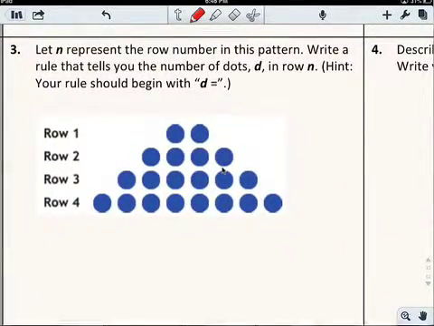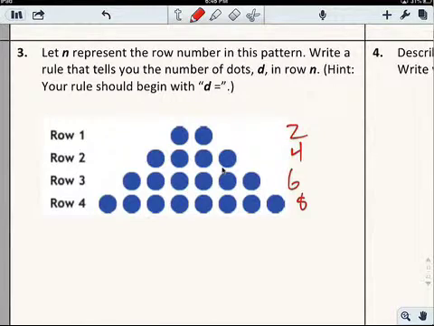All right, let n represent the row number in this pattern. Write a rule that tells you the number of dots D in row n. Hint, your rule should begin with D equals. Okay, so I remember doing this in some Math 8. So let's think. Row 1 has 2 dots. Row 2, I see 4 dots. Row 3, I see 1, 2, 3, 4, 5, 6 dots. And row 4 looks like 8 dots. And so it seems like it's going up by 2 every time. But really what I need to do is think of this as an input and an output.